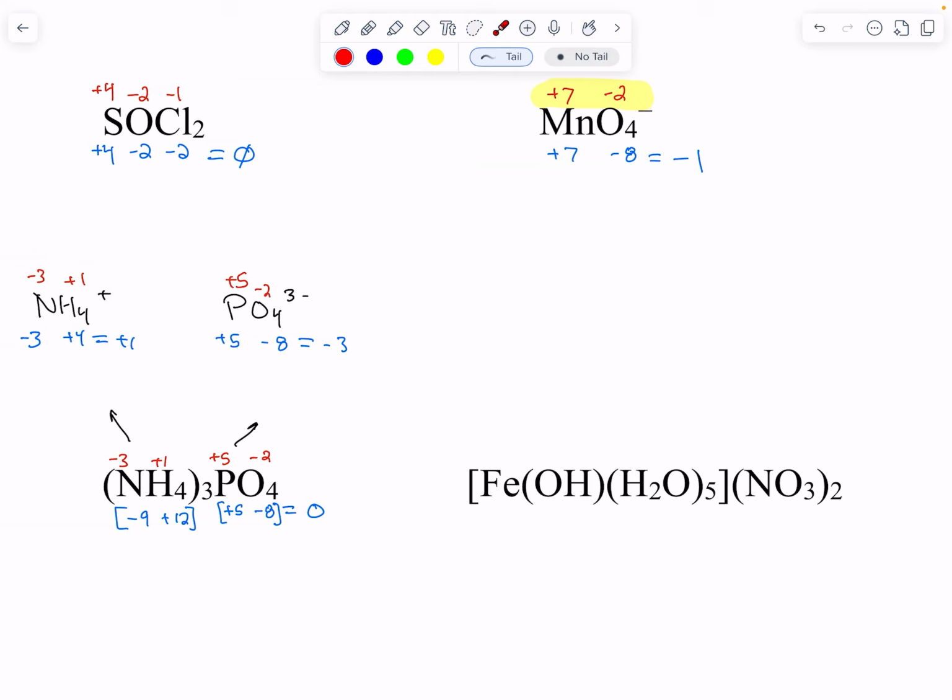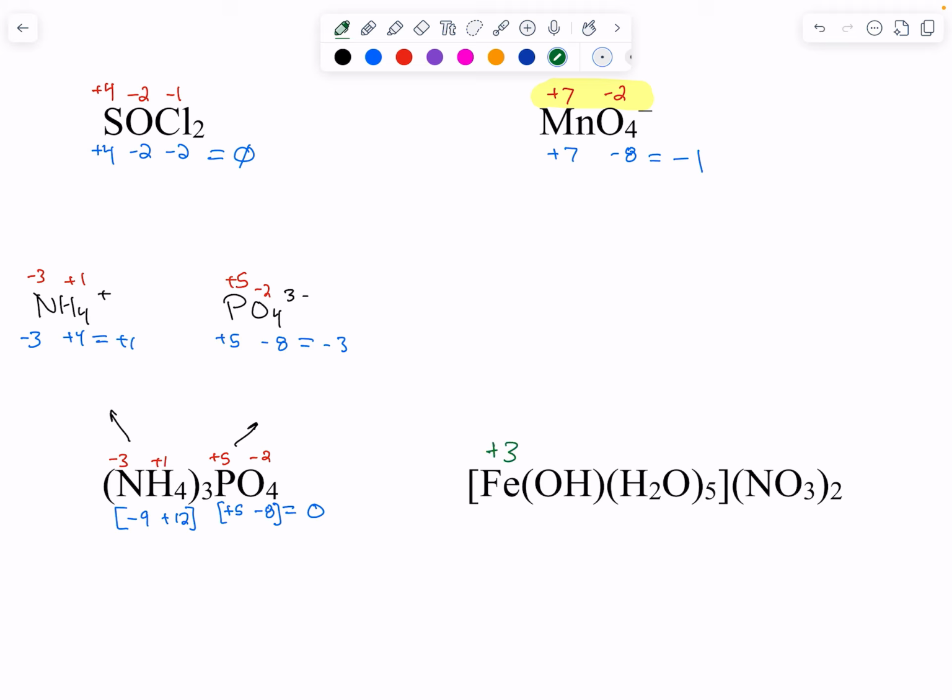All right. Now, this one, the last one we're going to do. It looks long. What is iron's oxidation state? We should be able to tell this. Well, what do we have? You have OH, which is, in this case, hydroxide, so hydroxide is minus 1. You have water, 5 of them. Water is 0, no charge. Then you have nitrate, and nitrate's minus 1, and you got 2 of them. So you got a minus 1, and then a minus 1, and a minus 1. So that means iron should be plus 3. You should have iron 3 here.